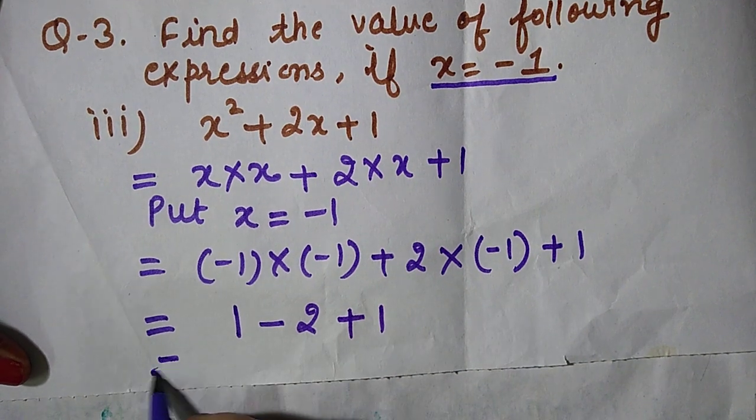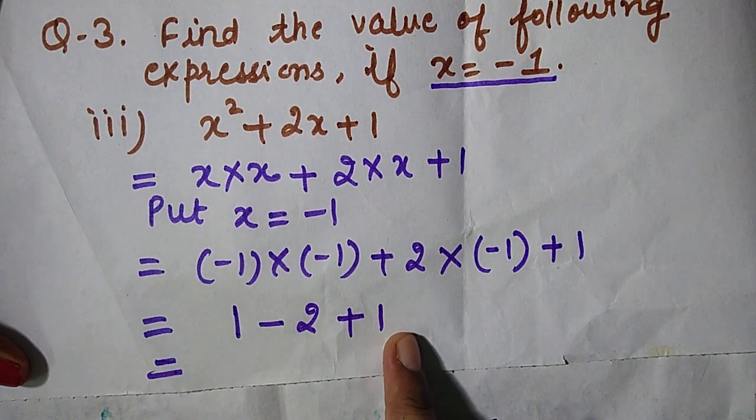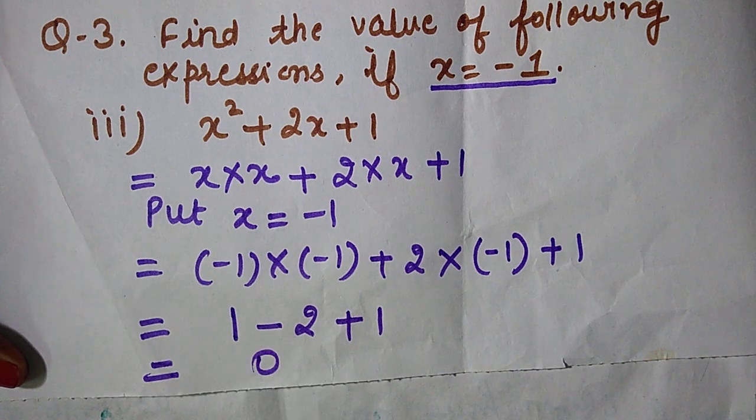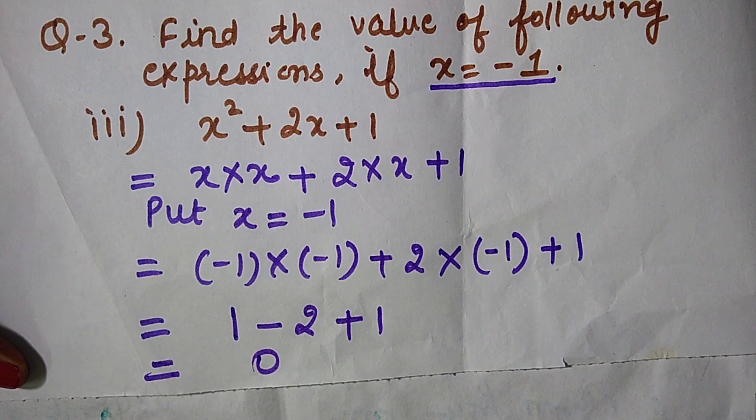Okay, now I will solve this. 1 plus 1 is 2, and 2 minus 2 is 0. So this is your answer. The value of the expression is 0. Okay, so this is question number 3.